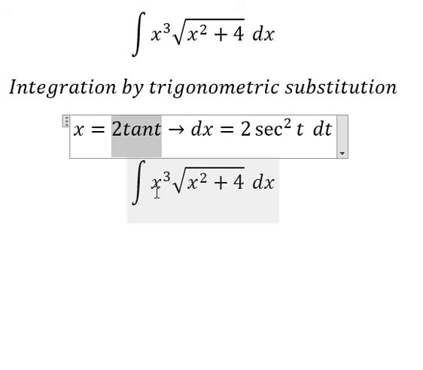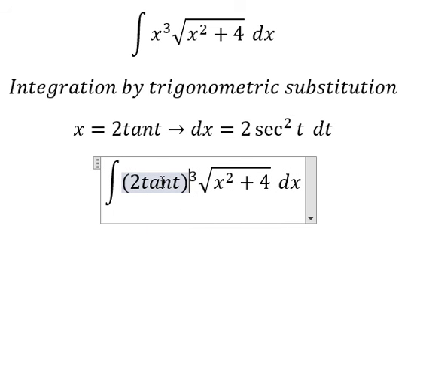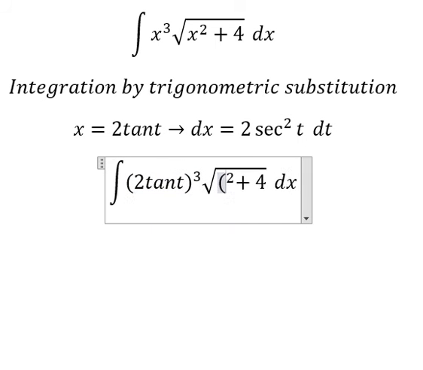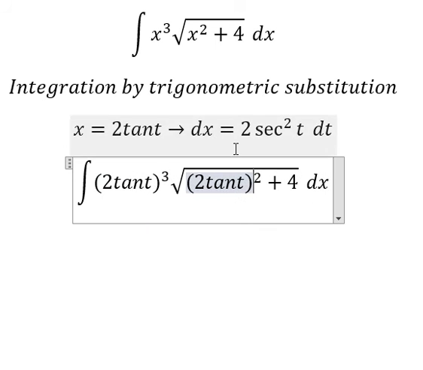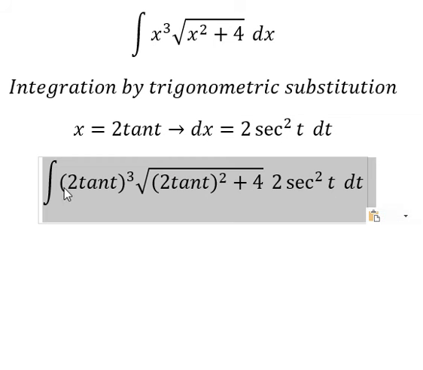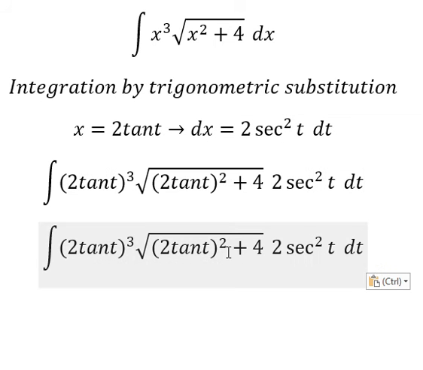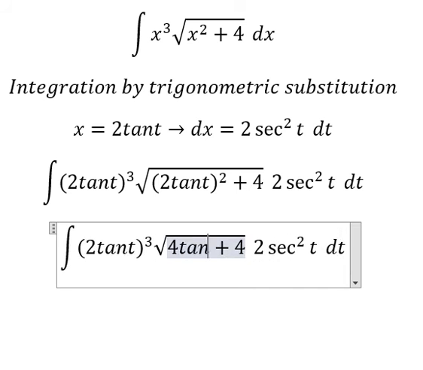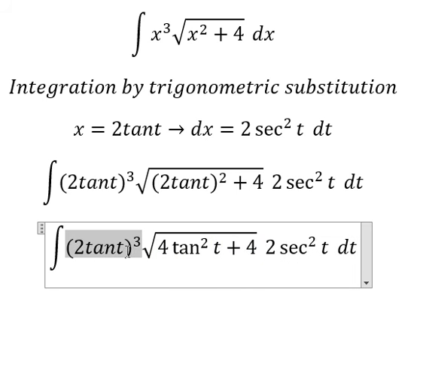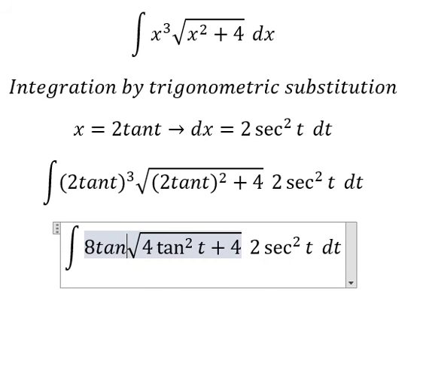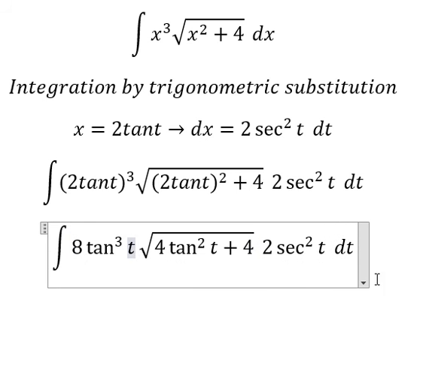So I will put this one in here and here. ds we change by this one. This one you get 4 tan t squared. This one you get 8 tan t to the power of 3.